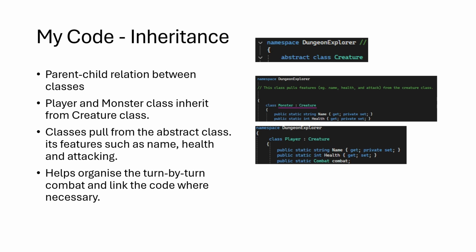In the code, inheritance was used between the creature class and then the monster and player classes. These child classes can pull information and features from the parent class. So, in this instance, the player or monster can pull features such as health, a name, an attack or damage from the creature class. This is made easier by the encapsulation throughout the code, but the inheritance allows for a very easy to read turn-by-turn combat code.